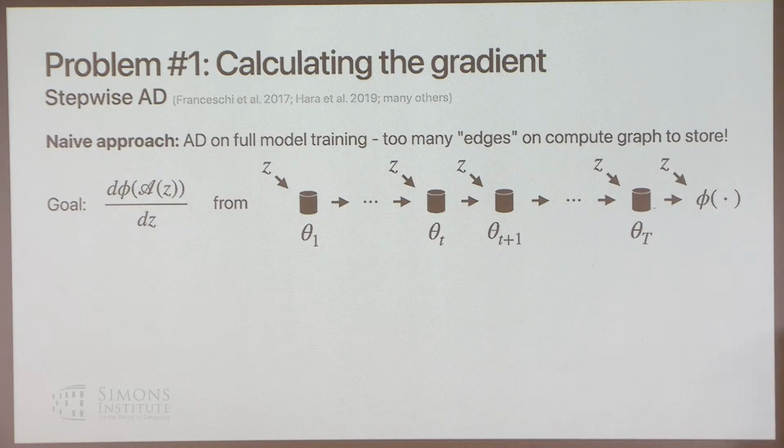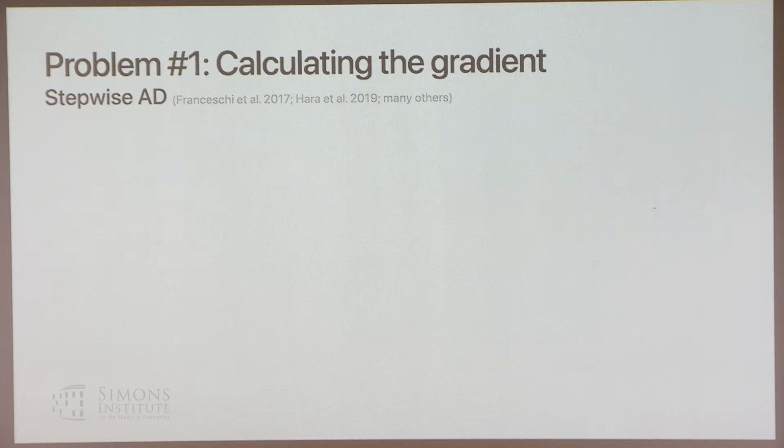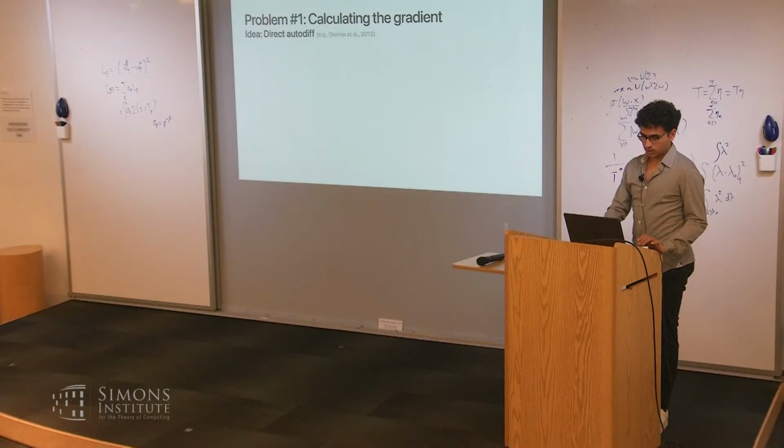And the idea here is actually pretty... yes? Can you just emphasize again why it's the memory constraint that stops you from doing this direct auto differentiation? Right. So what's taking up all that memory there?